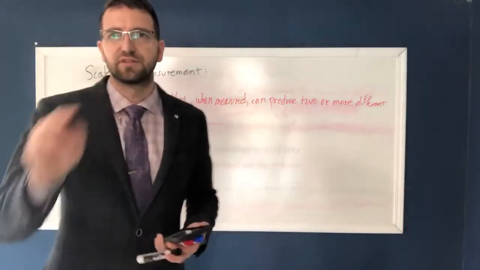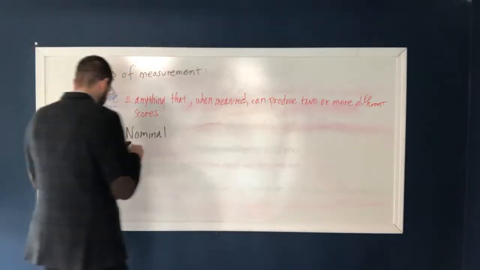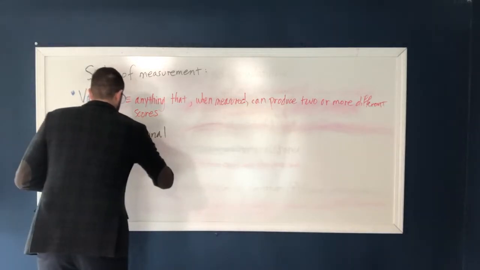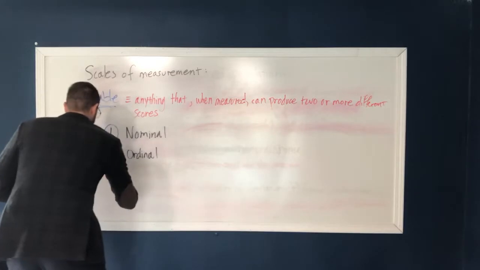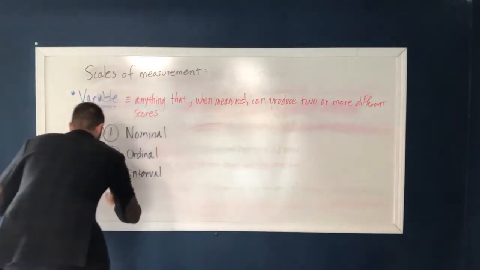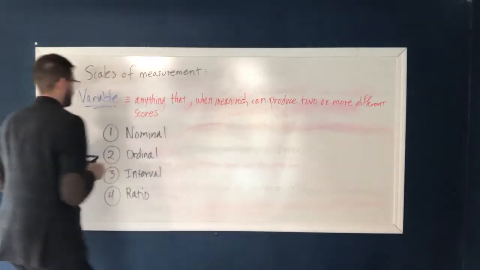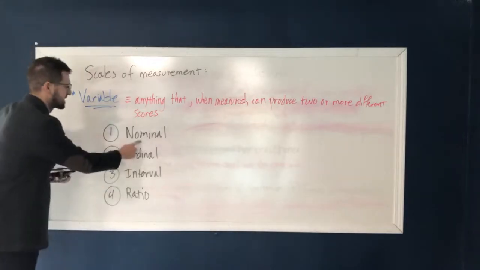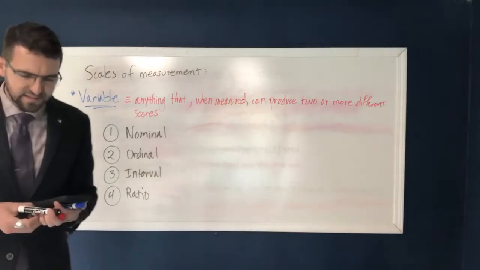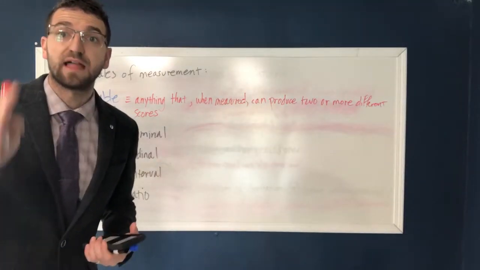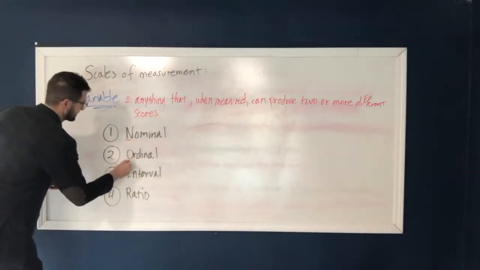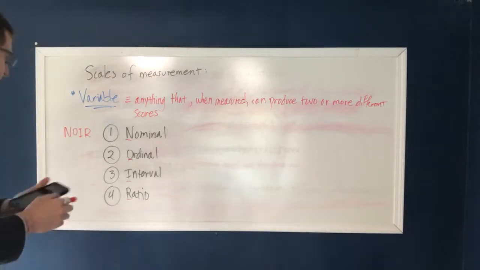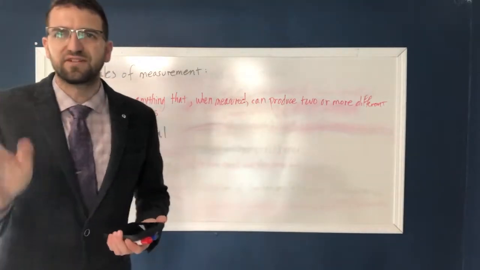But there are different types of variables, and this is related to scales of measurement. So the four scales of measurement are nominal, ordinal, interval, and ratio. And an easy way to remember this is to remember the French word for black, which is noir. So if you take the first letter, it's N-O-I-R, noir. That's a handy way to remember it. Let's go over what these different variables look like.